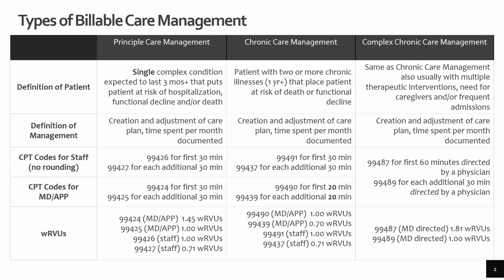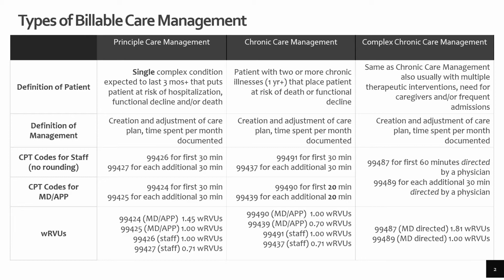There's several sites that recommend doing a matrix or some kind of criteria for when a patient would fit complex chronic care versus chronic care. But you can probably think of patients that really do require this level of work that fit this definition. Again, you have to create a plan of care and document your time spent per month.